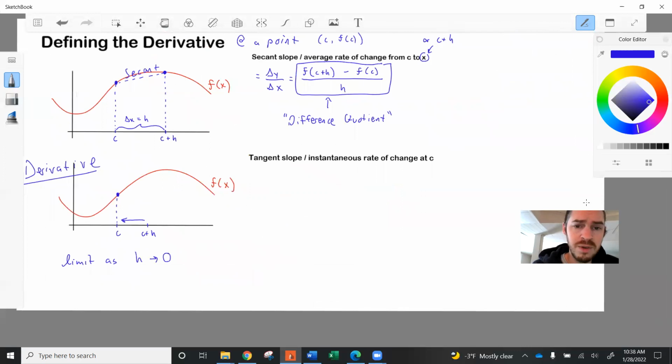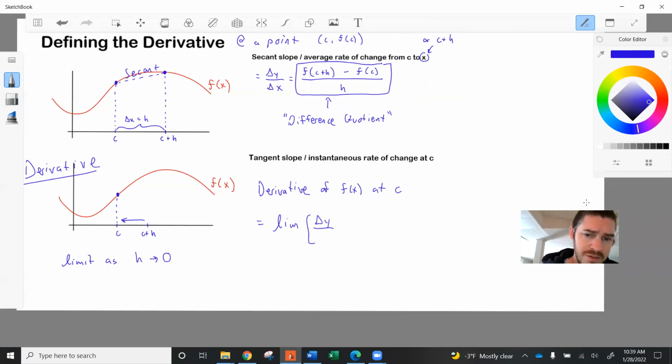Okay, so the derivative is going to be called the derivative of f of x at c, and it can be written as the limit of the secant slope, the limit of the rate of change, the limit of the slope, delta y over delta x, as delta x approaches 0. Or equivalently, the limit as h approaches 0 of this difference quotient we wrote up above.